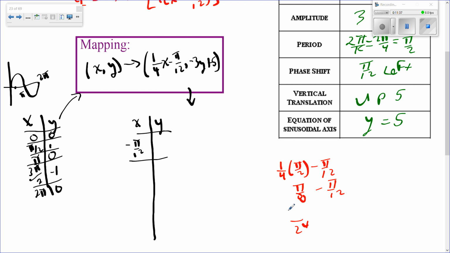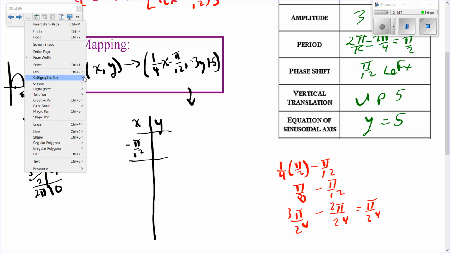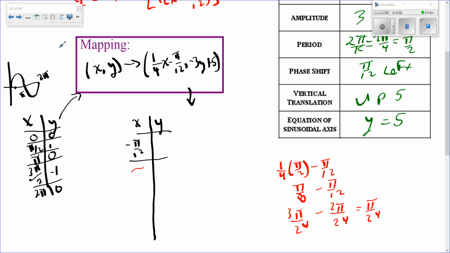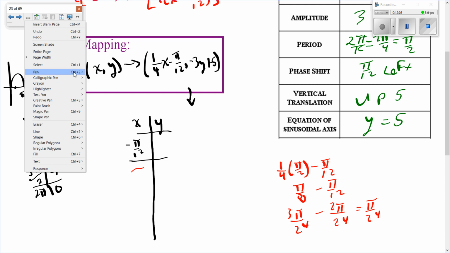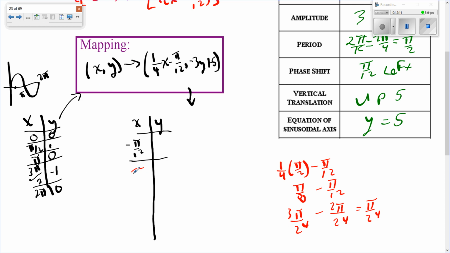Well, we're going to multiply by 3, so that's going to be 3 pi. This one I'm going to multiply by 2, so that's going to be 2 pi, giving me an angle of pi over 24. That's my new angle that's going to go here. Oops, it didn't work. So this angle will be pi over 24.